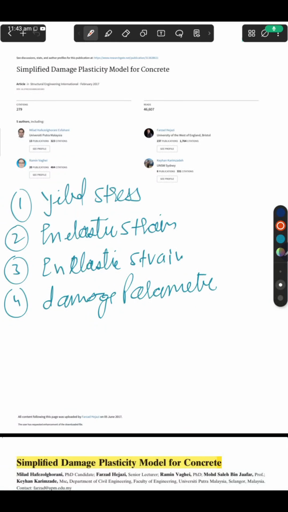Hello everyone. As you have already seen a video of a CDP sheet on my channel, in this video we will see how to calculate the data for CDP. Four things we need to put in ABAQUS for CDP: first yield stress, inelastic strength, and again damage parameter. For tension we have cracking strength, which is similar to inelastic strength.